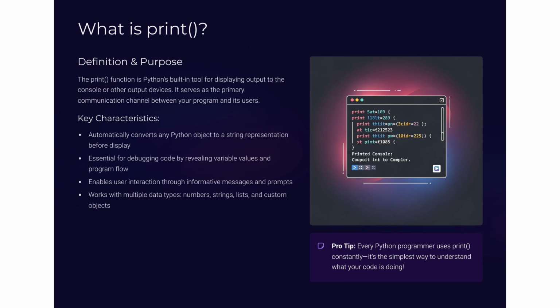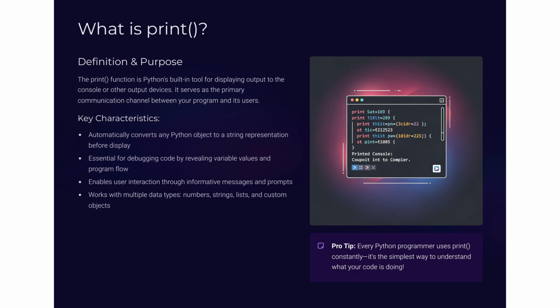The print function is Python's built-in tool for displaying output, converting objects to strings for console display. It's crucial for debugging by showing variable values and program flow. It supports multiple data types, including numbers, strings, and lists, facilitating user interaction with informative messages.